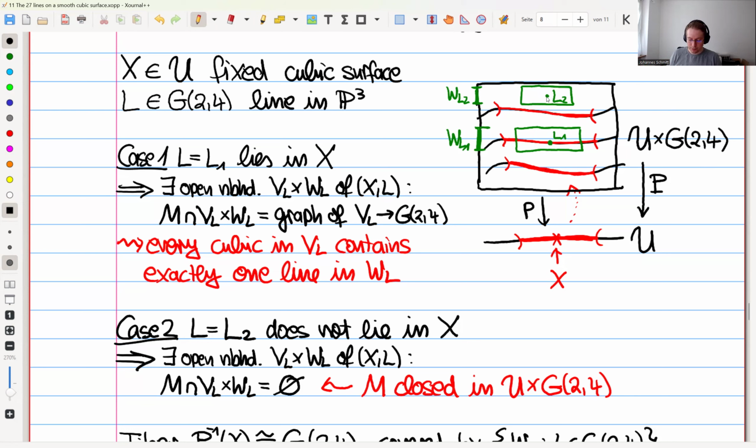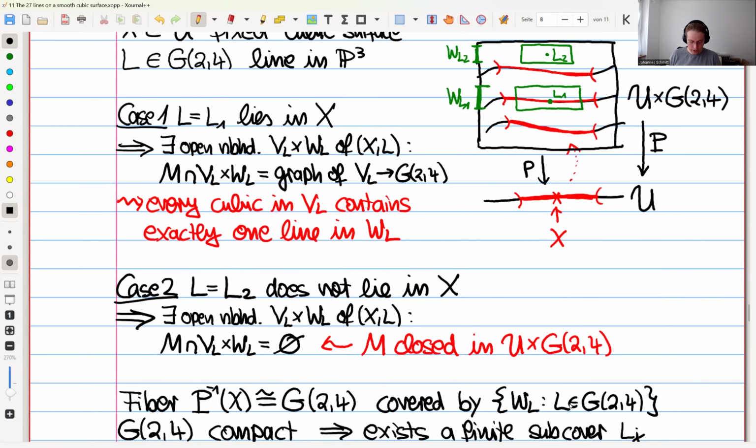And so if you are at a point not in M, that means you find a small open neighborhood which doesn't intersect M. That's the definition of the complement of M being open. So we find this other open neighborhood, which we also call V_L cross W_L, such that M just doesn't intersect this thing. Here we use that M is closed in there. So these are the two possible cases. Either you're contained in the surface or you're not contained in the surface.